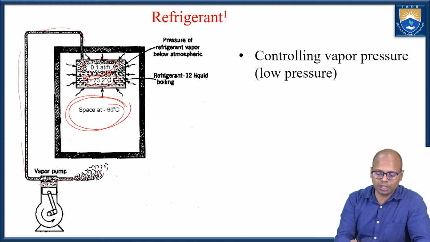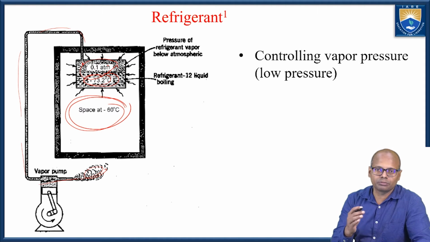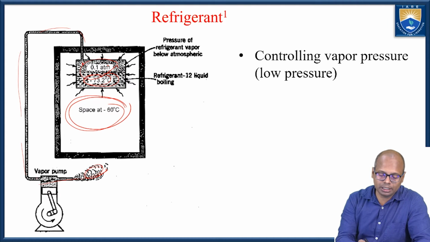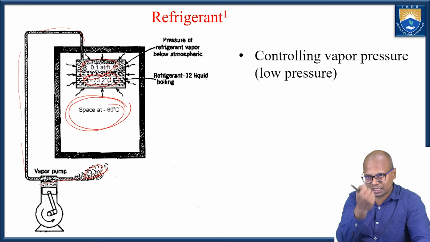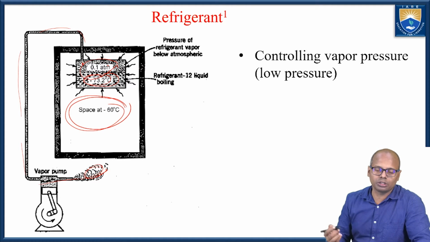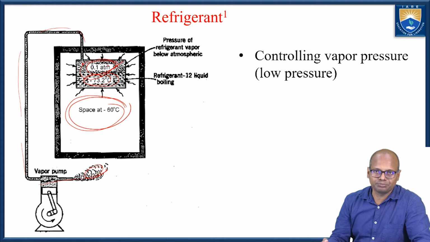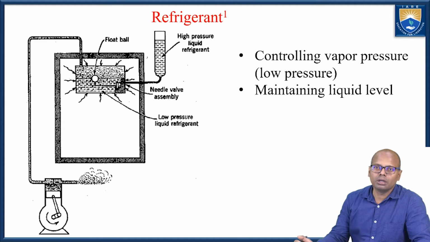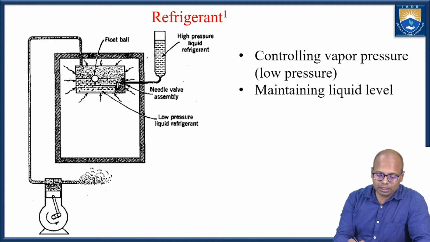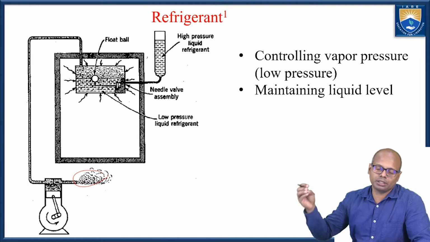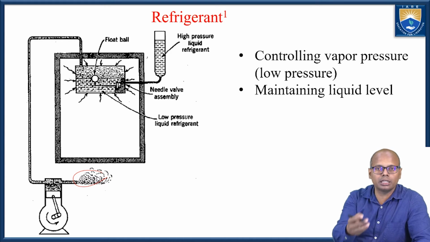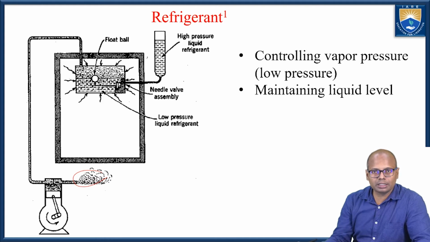Here again we are leaving the vapor to the atmosphere, but since we are sucking it out and pumping it out, the pressure maintained in the evaporator is below atmospheric pressure. Say, now the fluid is continuously boiling and becoming vapor, and that vapor is getting sucked out.